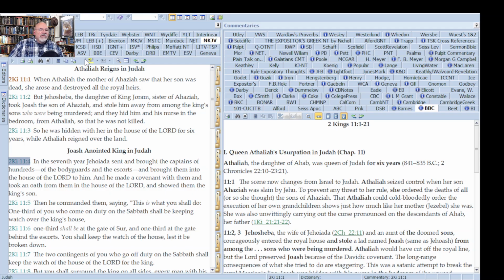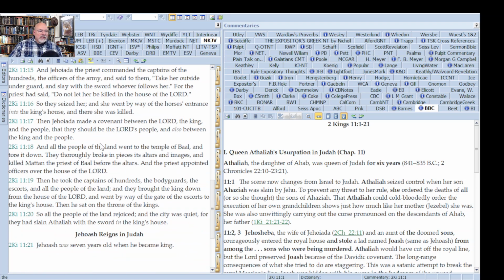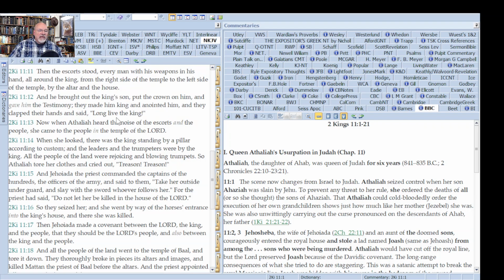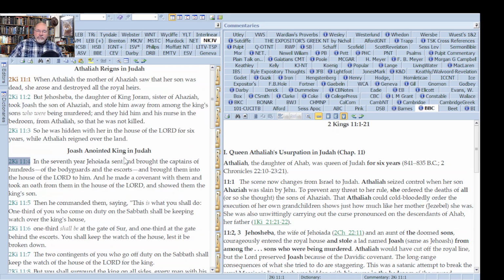So this is where Athaliah, who is basically Ahab and Jezebel's daughter, she is through marriage down in the southern kingdom. And she basically kills all her grandkids when her son dies because she doesn't want any of them to take over as king. And so they end up hiding Joash, who ends up being a good king. He only is a good king as long as Jehoiada, the high priest, tells him what to do. You can read all that.